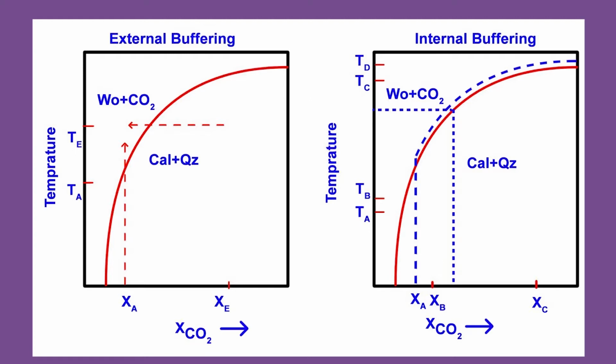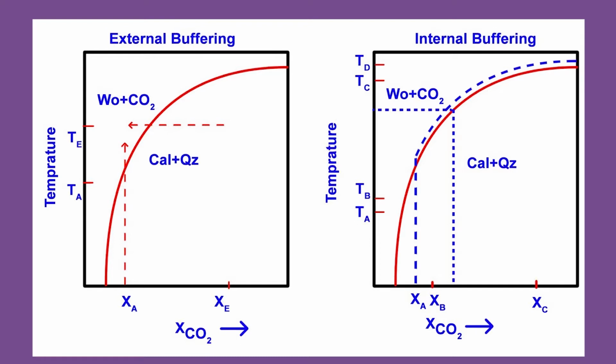This external buffering is responsible for regional wollastonite production in a small width, as the isograd. Internal buffering: calcite plus quartz also contains some pure H2O fluid in pores. When temperature increases to form wollastonite, the fluid becomes rich in CO2.